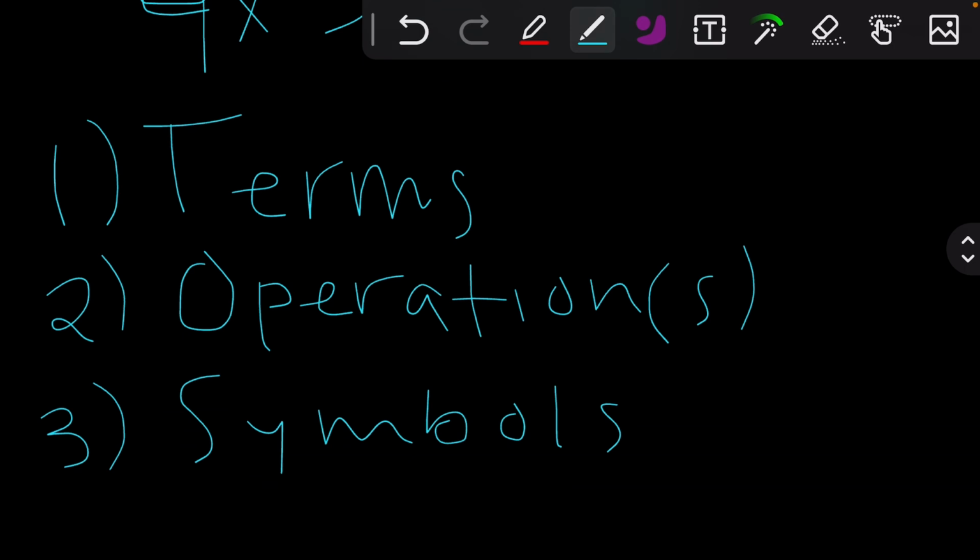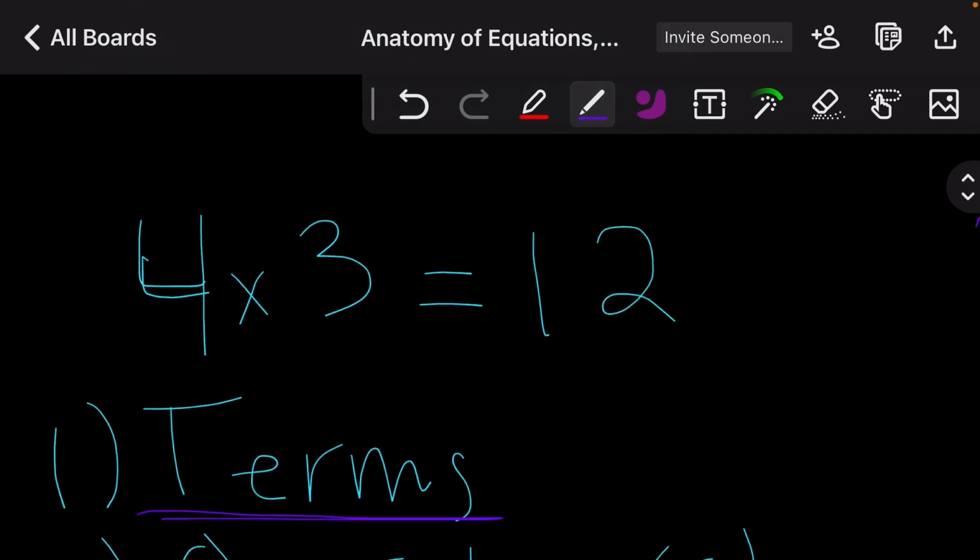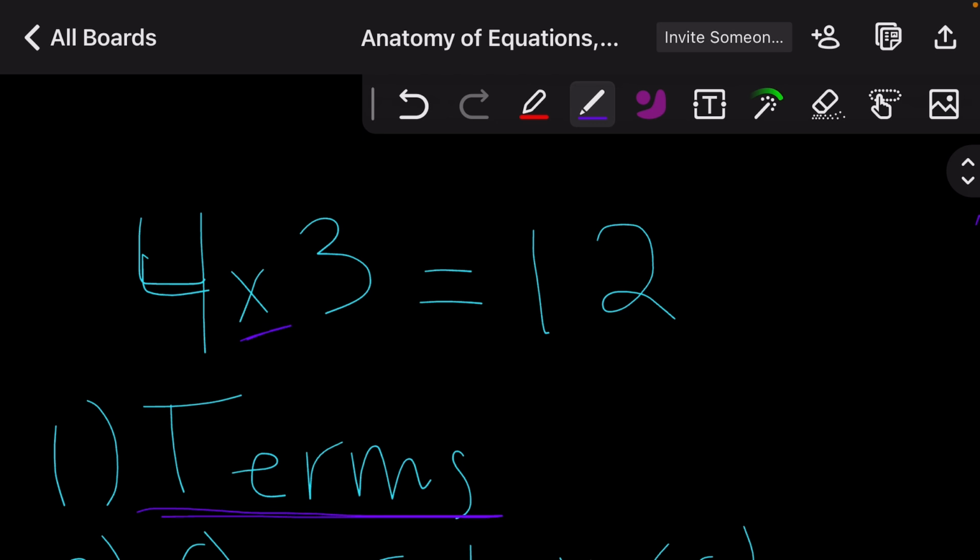The major parts of every equation, there are 3 major parts that are important to be able to identify and recognize. The first, every equation has its terms. These are the things that you use for your operations. I'll explain that right after this. Every equation has terms. Every equation has operations. For example, in our equation here, 4 times 3 equals 12. The operation is multiplication.